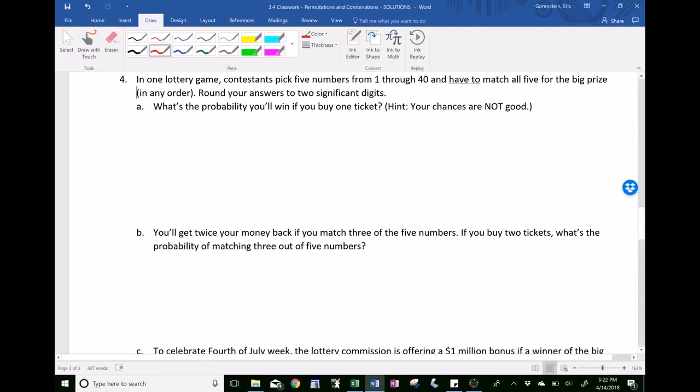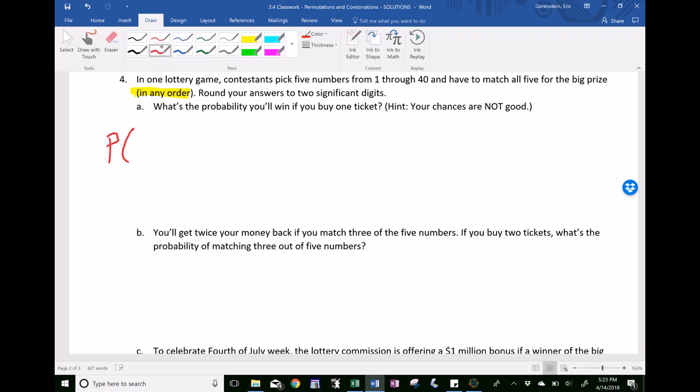Okay, so here we have a lottery game in which contestants pick 5 numbers out of the list 1 through 40. So one lottery ticket consists of a 5-number group out of the group of 40 possible numbers. And to win, all 5 numbers have to be correct in any order. So this is very important here. This tells us we're dealing with a combination. So combination of the correct 5 numbers. So what's the probability that you will win?